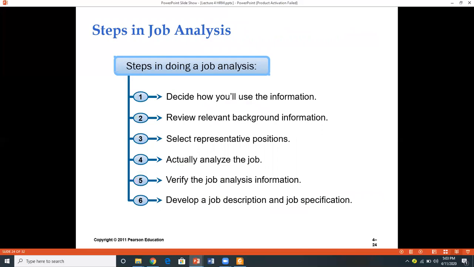Steps in doing a job analysis. First step is to decide how you will use the information. Review relevant background information. Select representative positions. Actually analyze the job. Verify the job analysis information. Develop a job description and job specification.